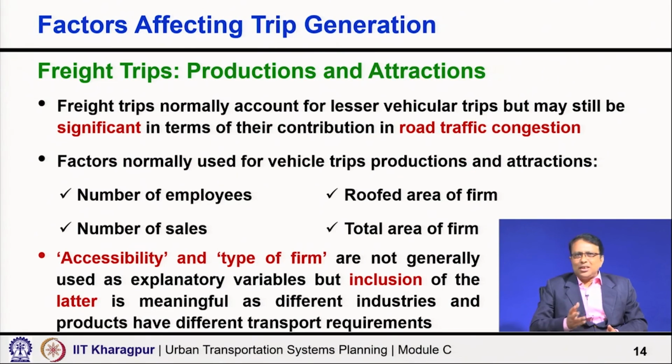So, here are the factors, and as I said that the accessibility and type of form are the two variables which are extremely meaningful. If we can include them, there is a different meaning for that, right. So, it is all very much important.